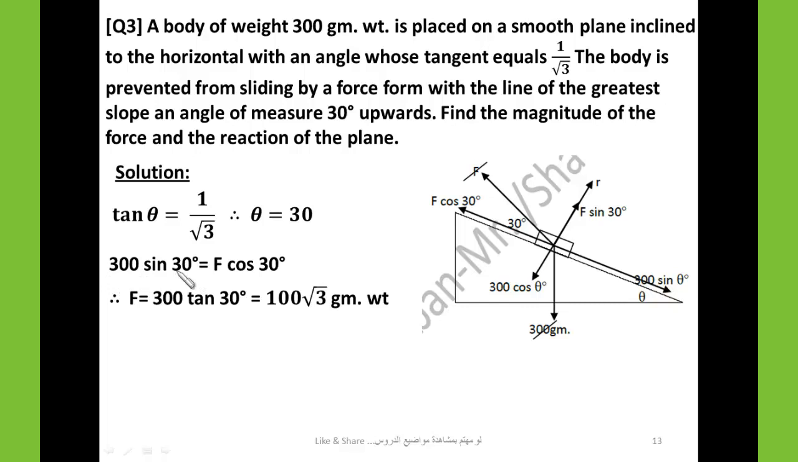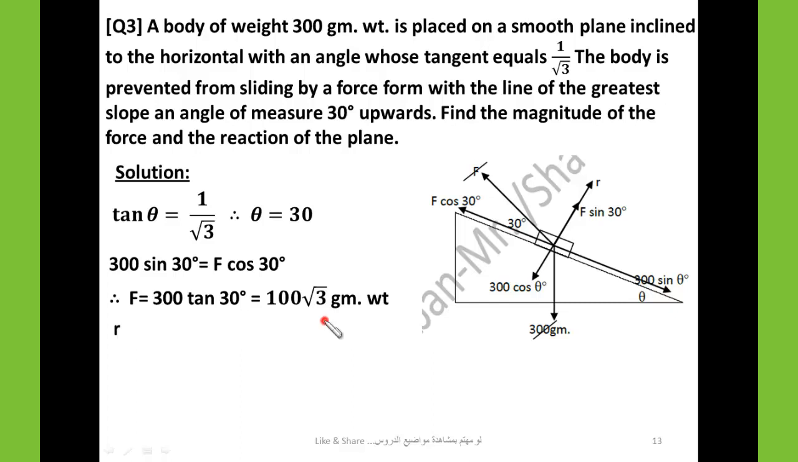From this equation, F equals 300 sine 30 divided by cosine 30, which equals 300 tan 30, as sine 30 divided by cosine 30 equals tan 30. By calculating the right hand side, 300 tan 30 equals 100 root 3 gram weight. And this is the first required, the force. So F equals 100 root 3 gram weight.